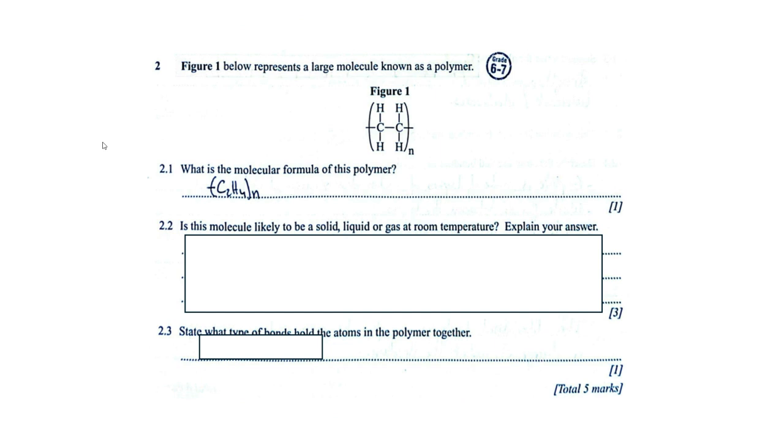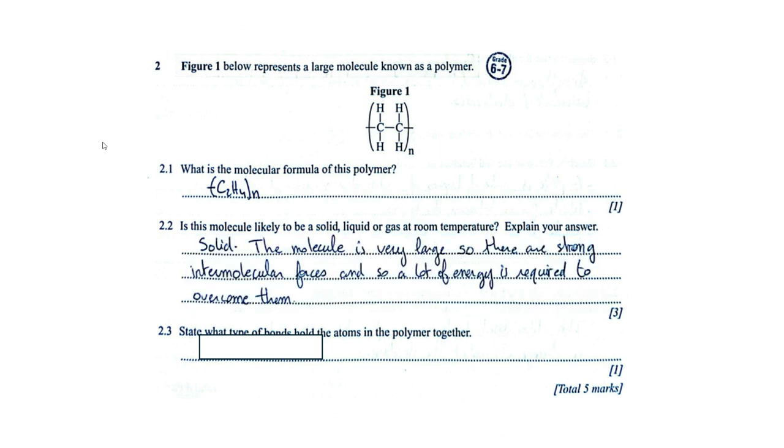Because it's a huge molecule, remember we said that the bigger the molecule, the stronger the force between the molecules. Because this is huge, you can have very strong intermolecular forces of attraction, very hard or requiring a lot of energy to break. So it's probably going to be a solid. Okay, so this is all the points you need to make to get 3 marks. It's going to be a solid because the molecule is very large. There are very strong intermolecular forces of attraction, lots of energy required to overcome them.